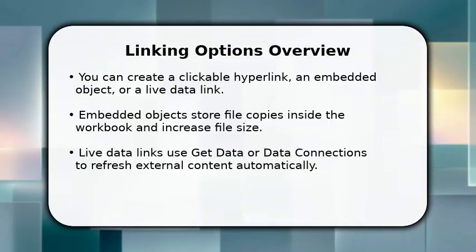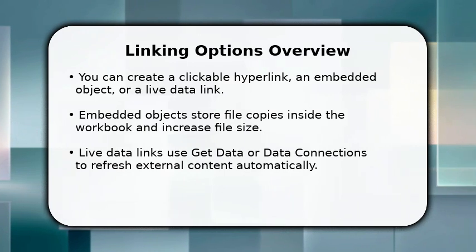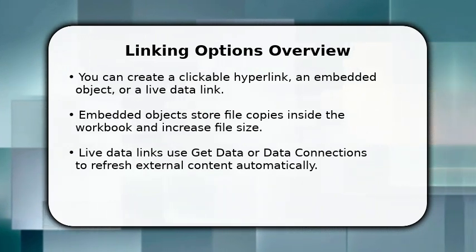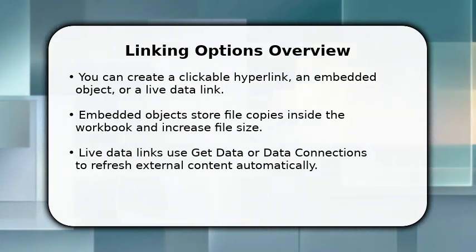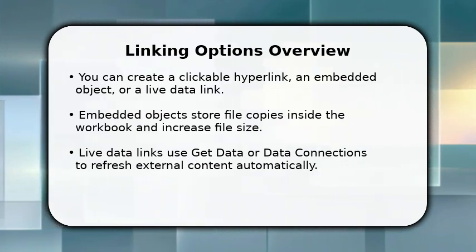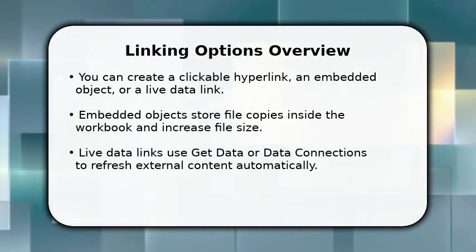Enjoy the video. This guide teaches 3 main ways to link a file into Excel workbooks. You can create a clickable hyperlink, an embedded object, or a live data link. Hyperlinks point to a file path or web address and open the file instantly. Embedded objects store file copies inside the workbook and increase file size. Live data links use getData or data connections to refresh external content automatically.